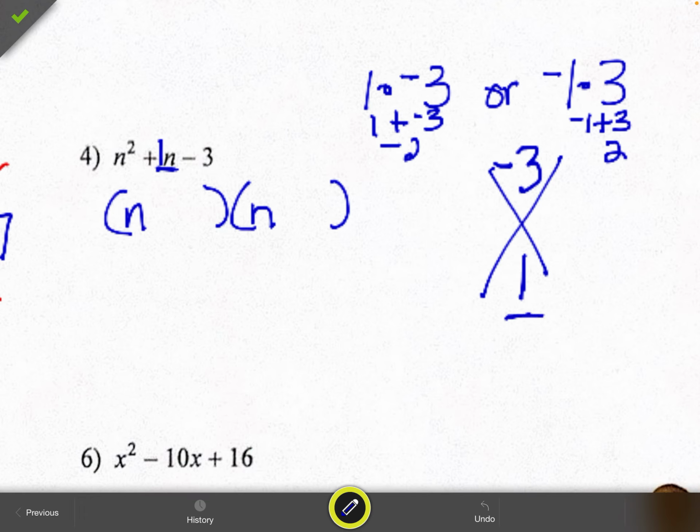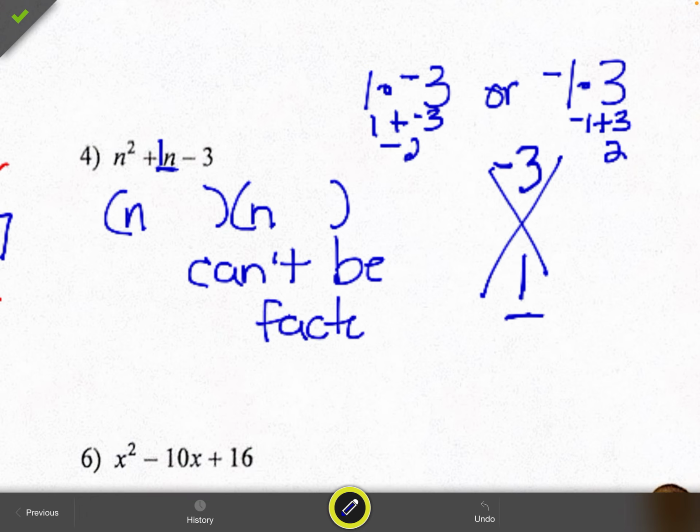So what do we do? Well, we cannot factor this particular trinomial, at least not right now. There actually is a way to factor it, and it's called the quadratic formula, but we haven't gotten there yet. So right now with this method, you would just say can't be factored. But you're not going to have very many, if any, of those. I wanted to show you it happening, because it can happen.